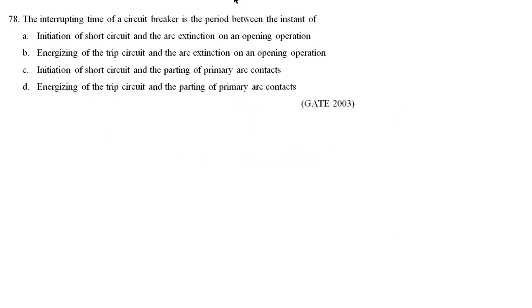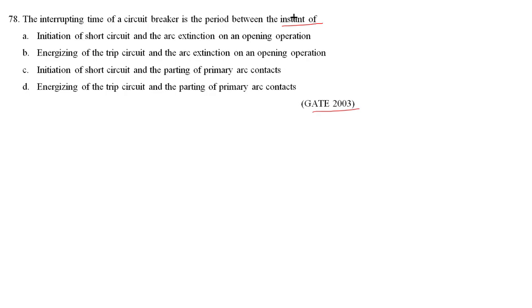Next question, 78, asked in GATE exam year 2003. The interrupting time of a circuit breaker is the period between the instant of. Now whenever a fault takes place, first the relay will operate.